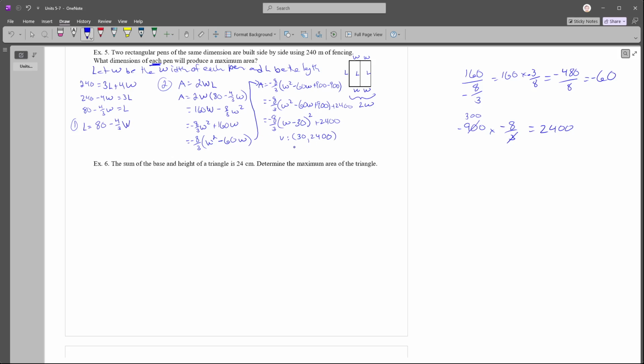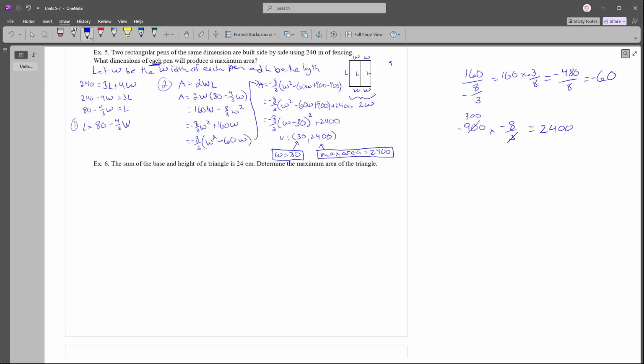So what does this actually represent? This tells us that our width is equal to 30. This tells us our maximum area is 2400. Now what is the question asking us? The question is asking us for the dimensions that will produce it. So we still have to find our length.